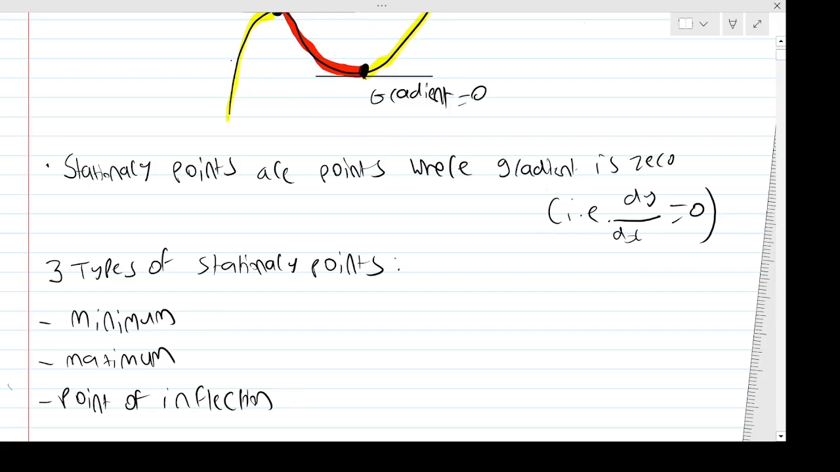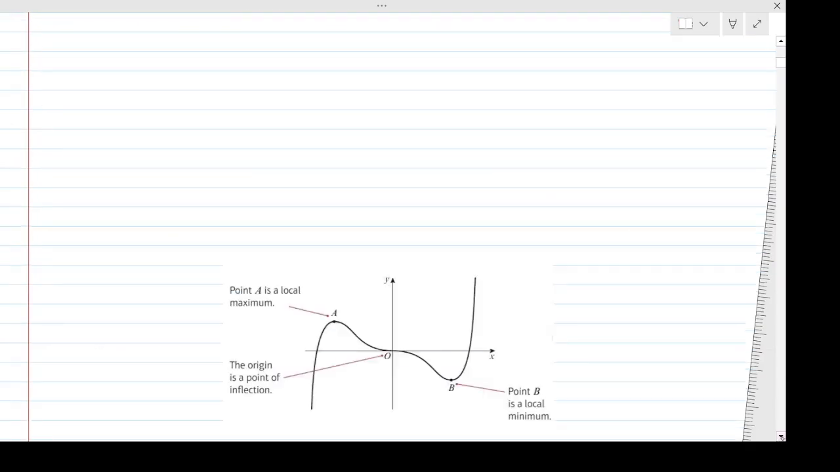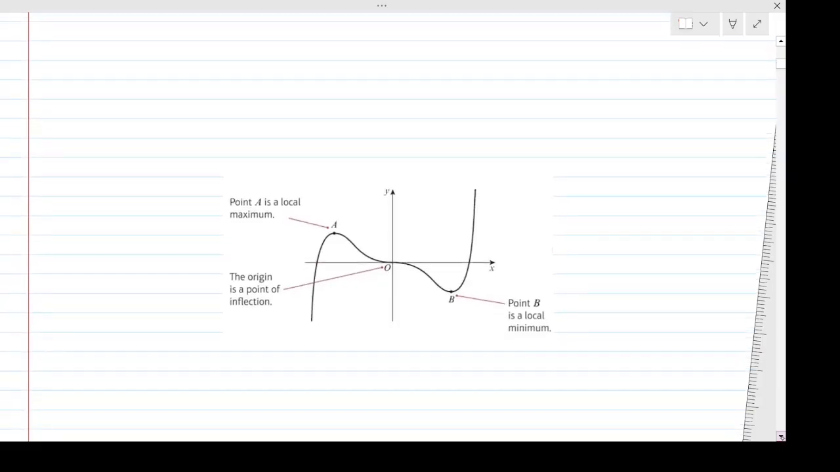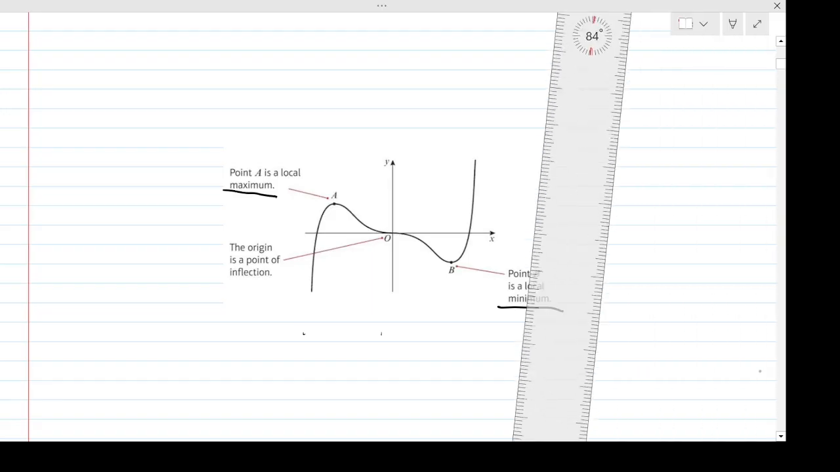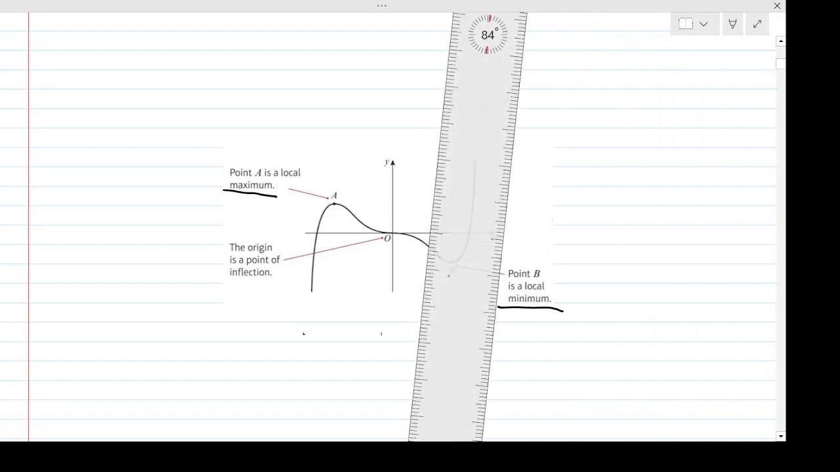Well, what exactly do we mean by these 3 things? Let's have a look at this diagram here. We've got a different curve, and it's been labelled with all 3 types of stationary points. Up here is a maximum, down here is a minimum, and here in the middle, where it starts to level off, is a point of inflection. These are all stationary points. If I get my ruler out, the gradients at these points will be 0.